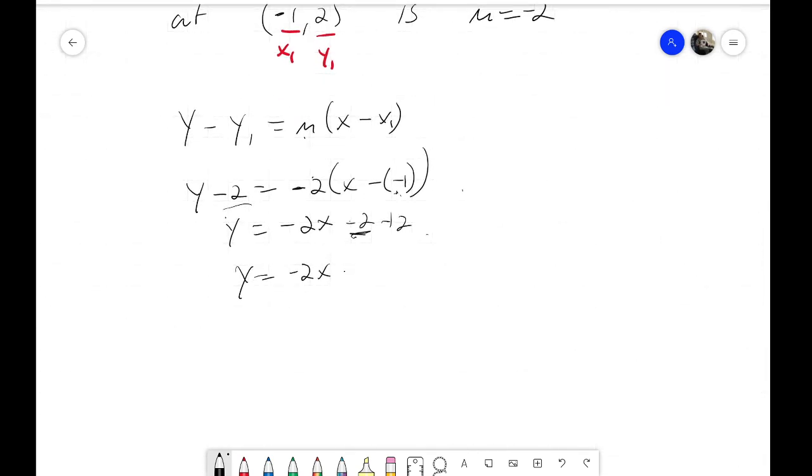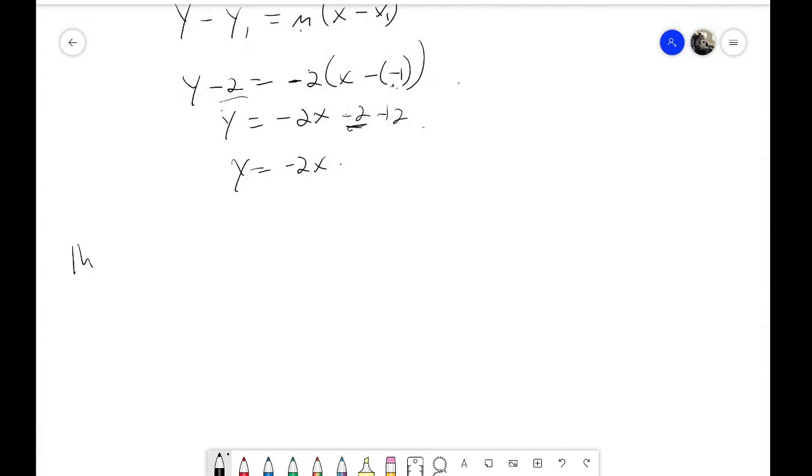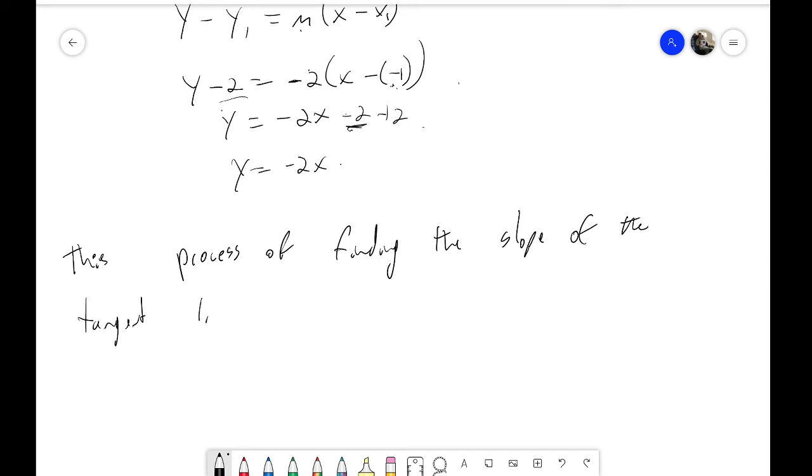I may be able to show you this later on using GeoGebra. This leads us to probably the crucial point of the whole calculus class. This process of finding the slope of the tangent line leads us to the crucial part of calculus 1.